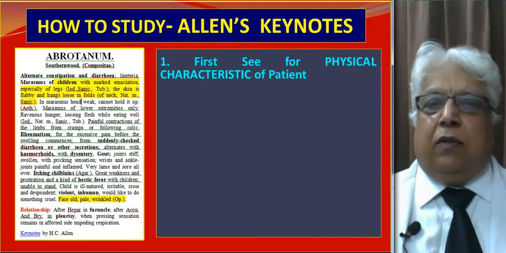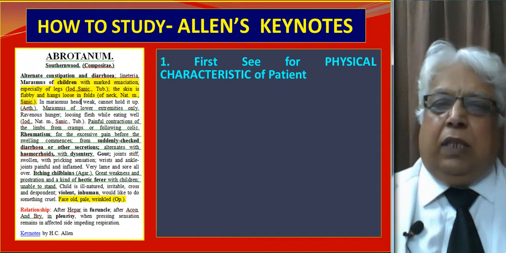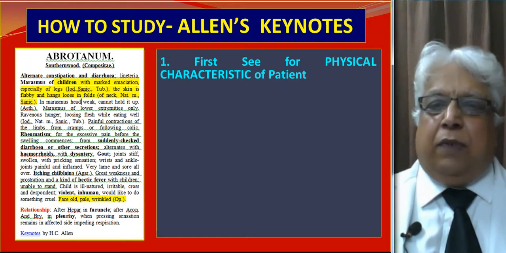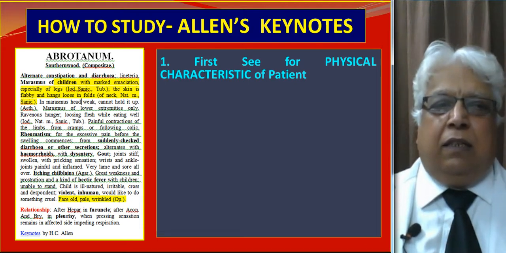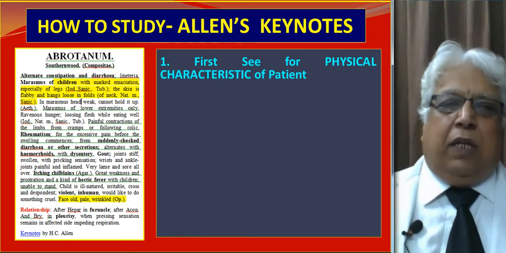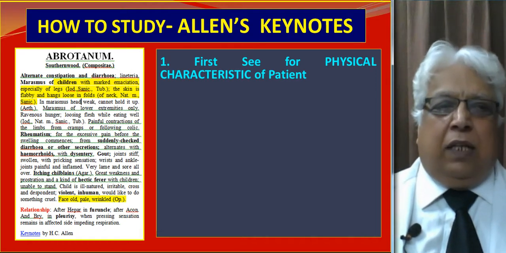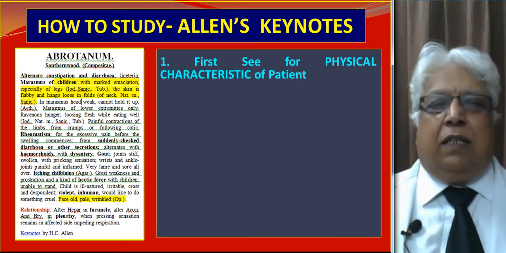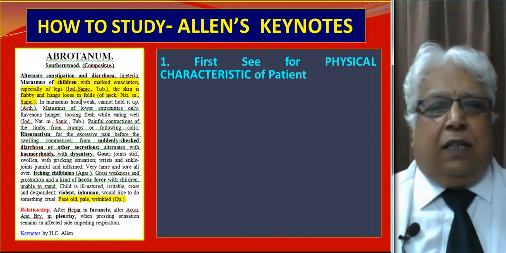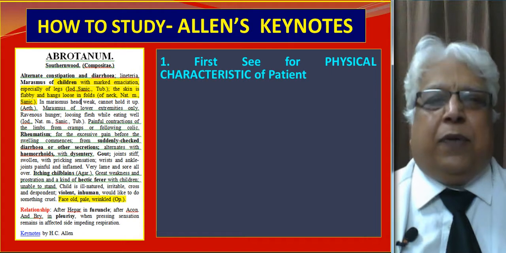So let us see what is the first thing to be noted. If you see Abrotanum in Allen's keynote, this is something you will get like this. This is not a very big drug. It has condensed it in so short a form that it is a concentrate of Abrotanum. Whenever you read Kent, or any other work, maybe you are reading Clarke, this is the concentrate, nothing like this. So you have to have your order of preference.